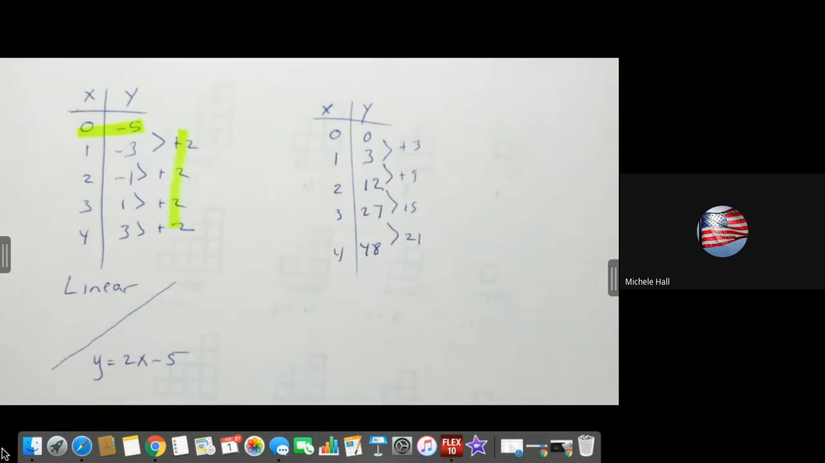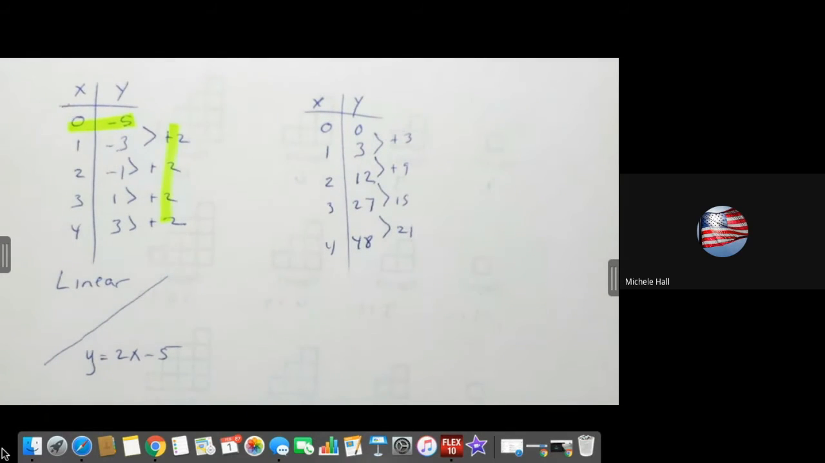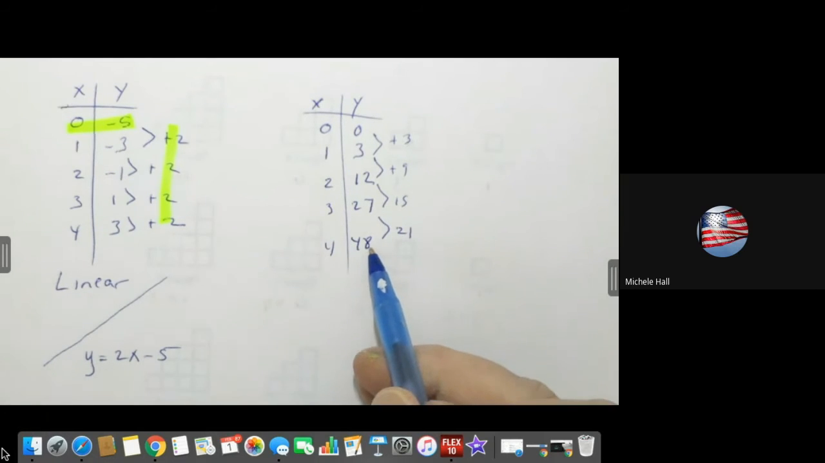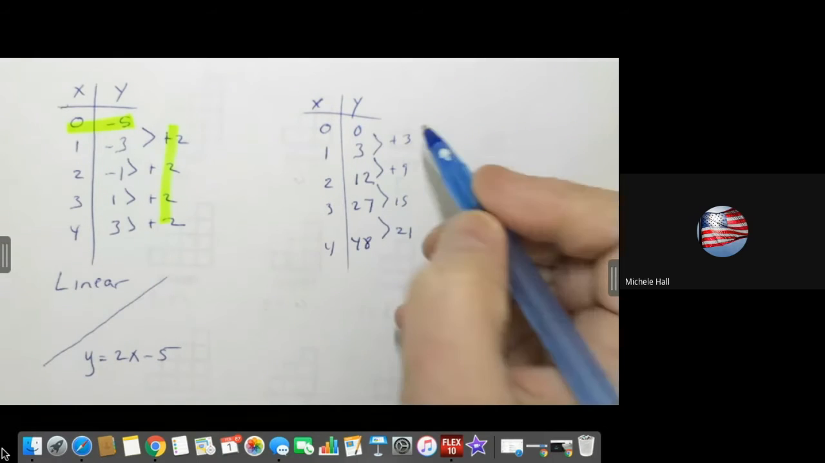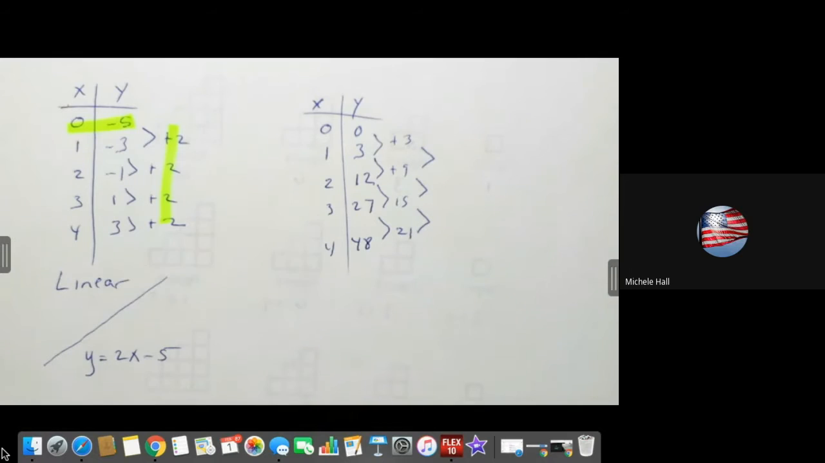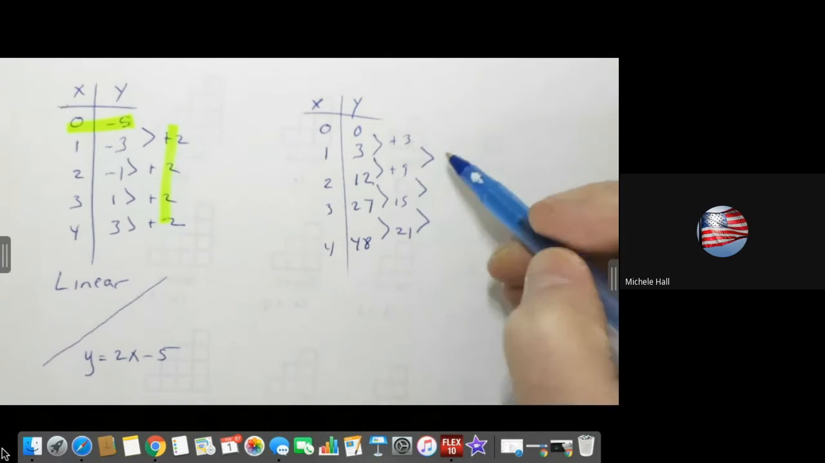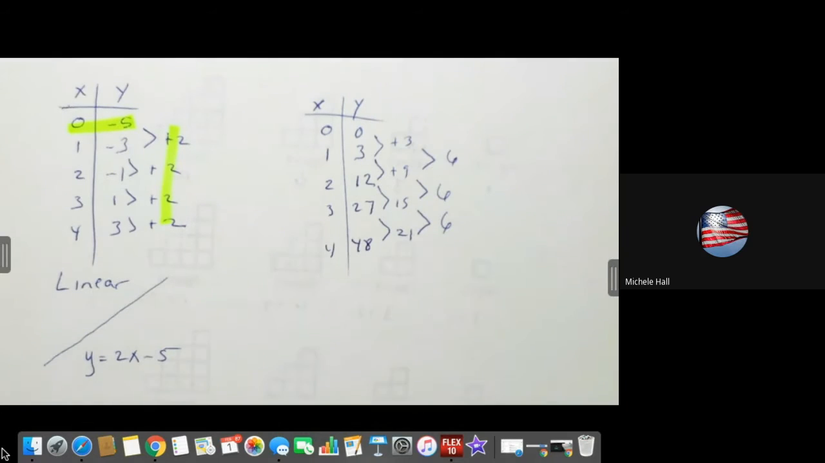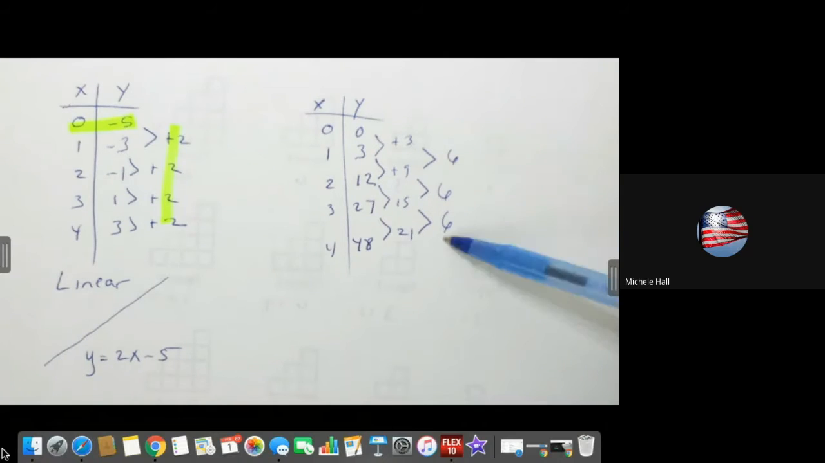You've been working on those forever. What you haven't been working on is quadratics. And so is it changing the same? No, but this is how you can tell that it's a quadratic. This is called a first difference. You're looking for the difference between the numbers. If you do a second difference, that's where you're going to know if it's quadratic. So to go from 3 to 9 is 6, 9 to 15 is 6, and 15 to 21 is 6. That's how you know it's a quadratic, because the second difference, you get the same number.